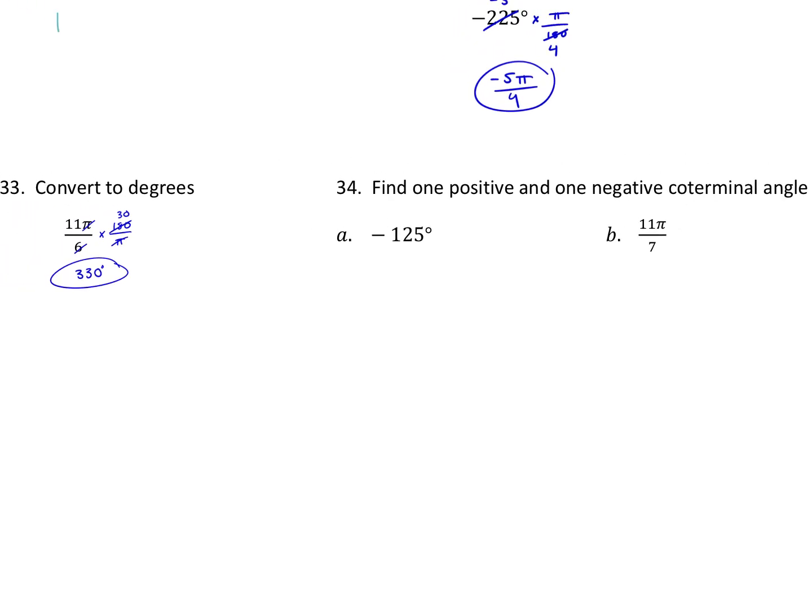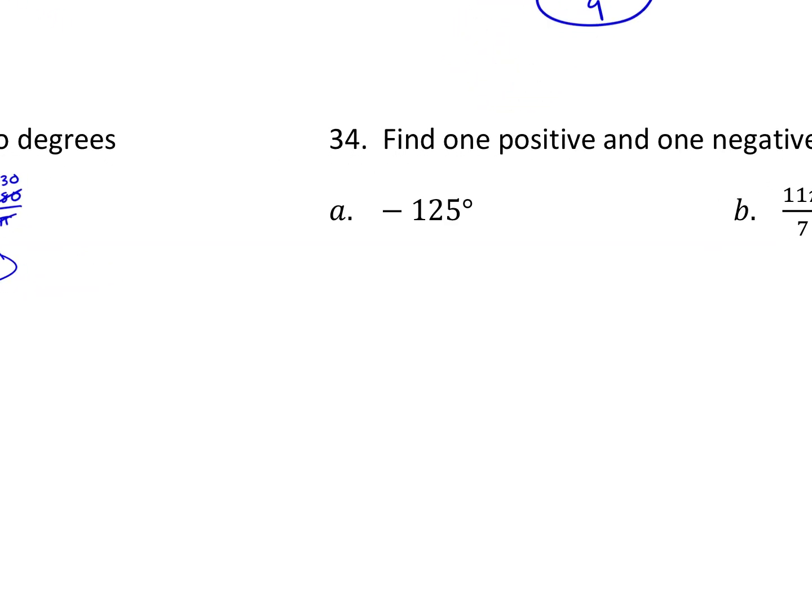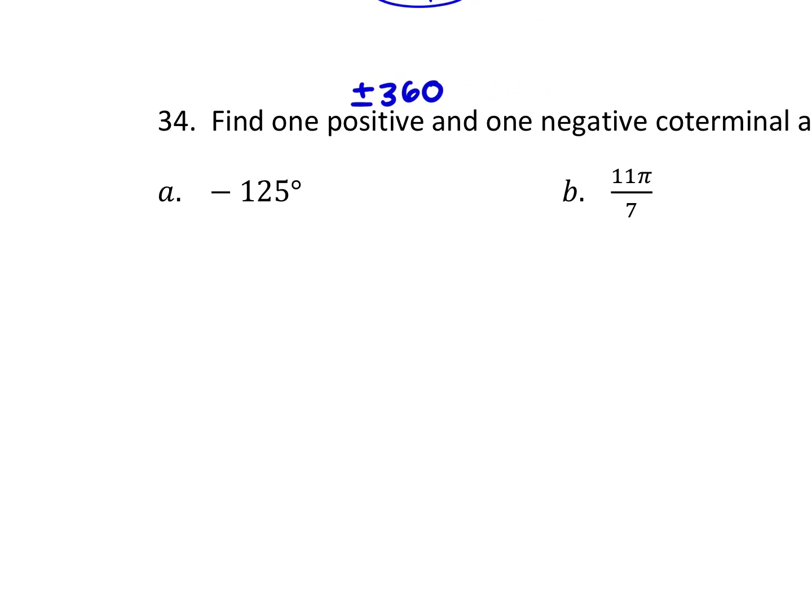Find one positive and one negative coterminal angle. Coterminal angle is when you have degrees. You can add or subtract 360 as many times as you need to. You can add it more than once. You could subtract it more than once. If you have radians, you add or subtract 2 pi. So just put these in the calculator. Add or subtract 360 when you have degrees, 2 pi if you have radians. We'll do the radian one.